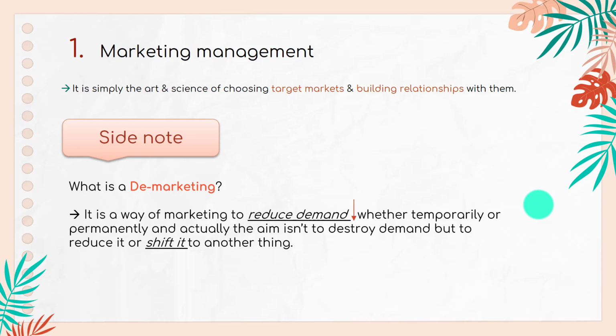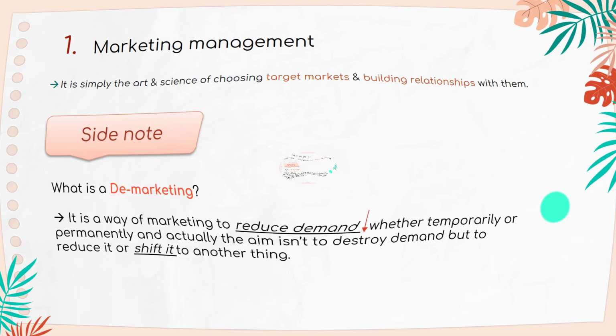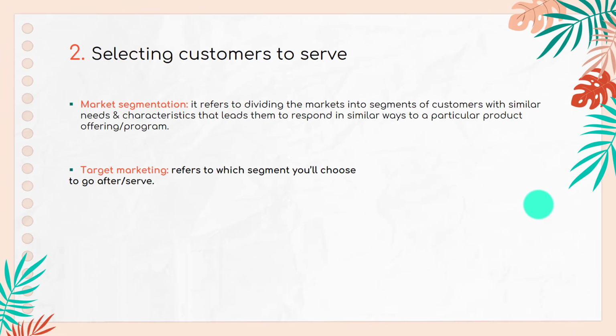The second step in how we can make the customer-driven marketing strategy is by selecting customers to serve. The market is full of customers, different kinds of customers, different points of view, different lifestyles, and so on. How can we choose the customers we're going to serve? So we're going to do 2 things. Firstly, we're going to make market segmentation and then make a target marketing.